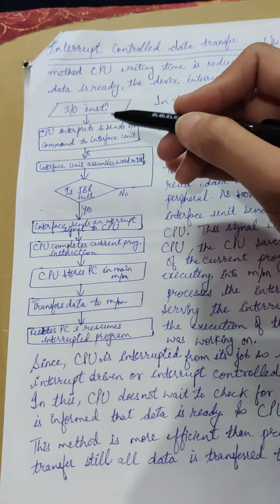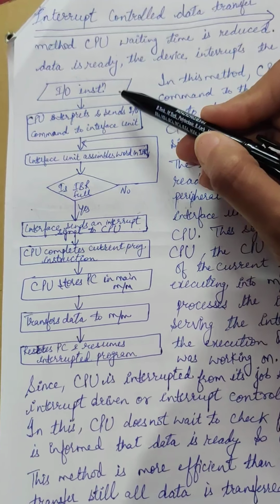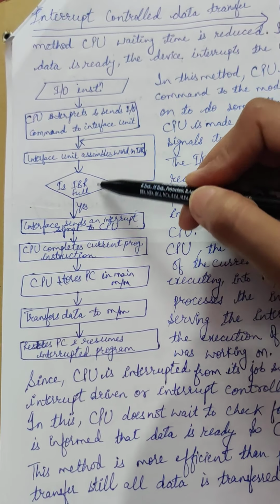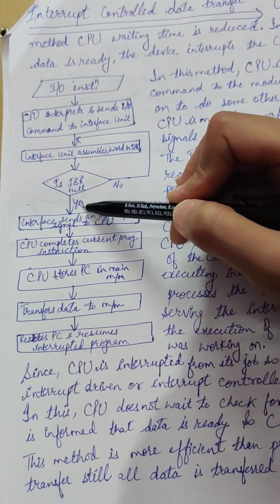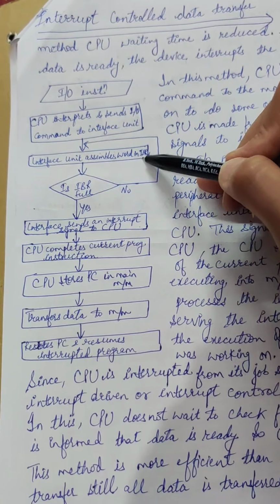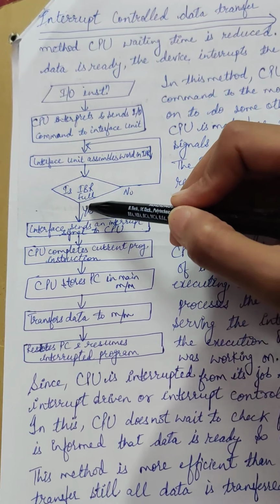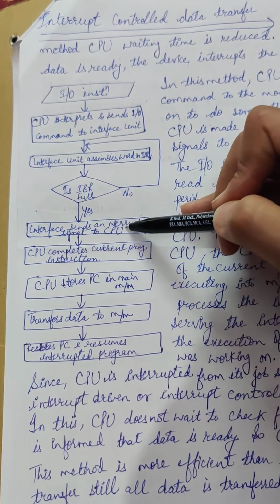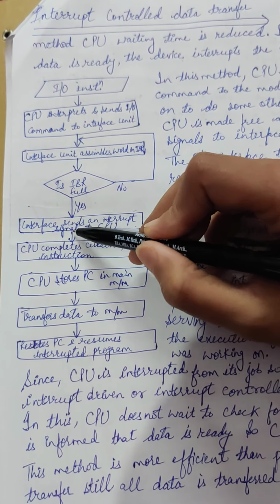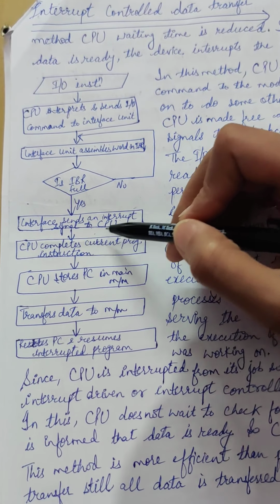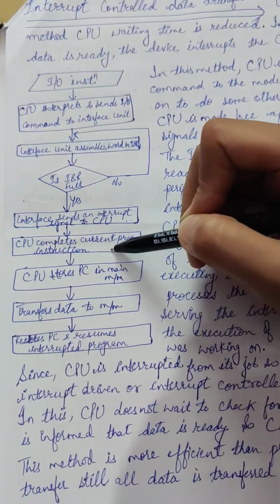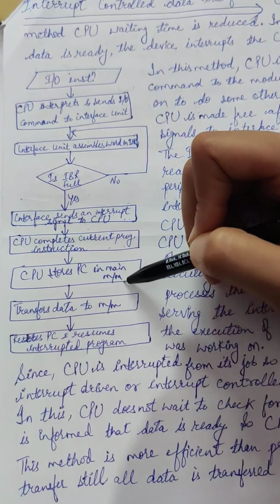So in this flowchart, you can see the I/O instruction. The CPU interprets and sends I/O commands to the interface unit. Some part from the starting is the same as in program controlled. Then the interface unit will assemble the word in the IBR, and then we have to check whether the IBR is full or not. If full, then the CPU will send this data to memory. But in this, the interface sends an interrupt signal to the CPU, and then the CPU completes the current program instruction, and the CPU stores the program in the main memory.